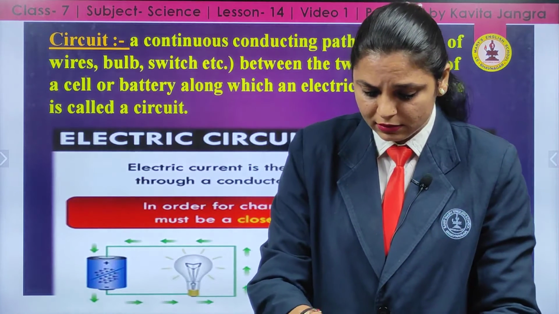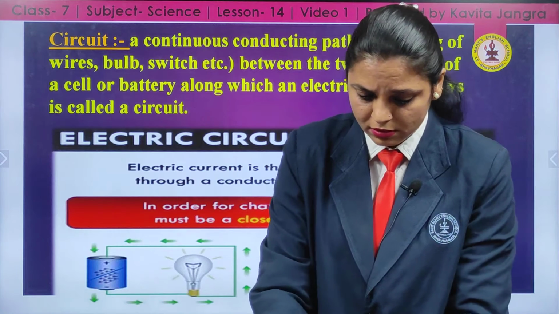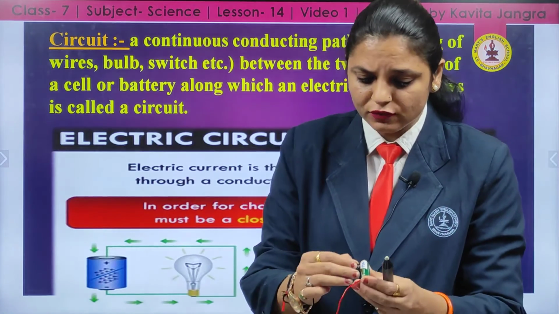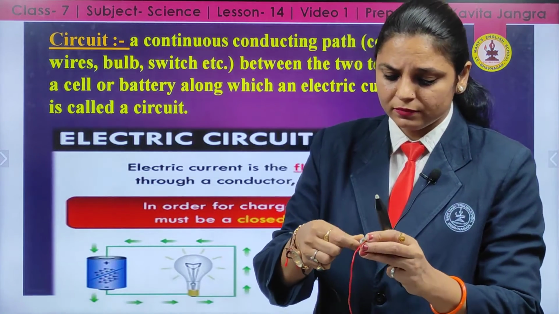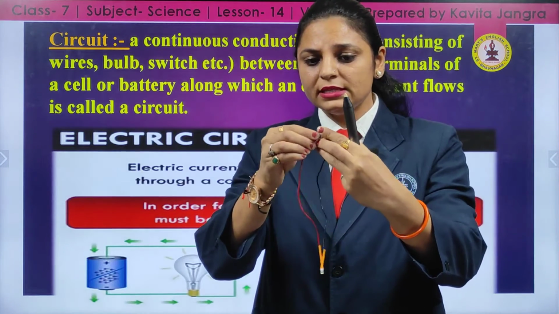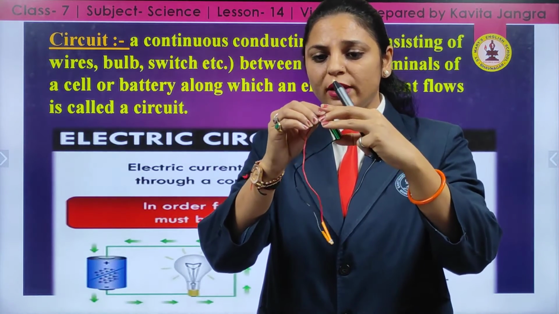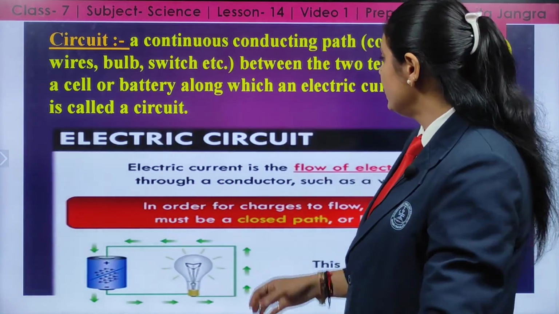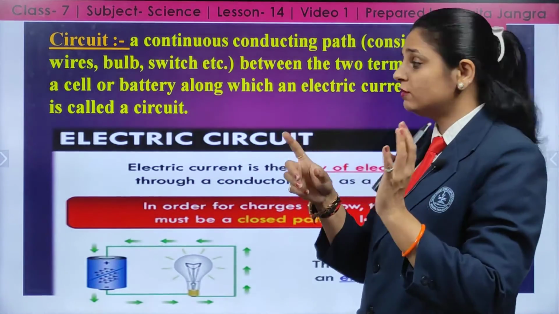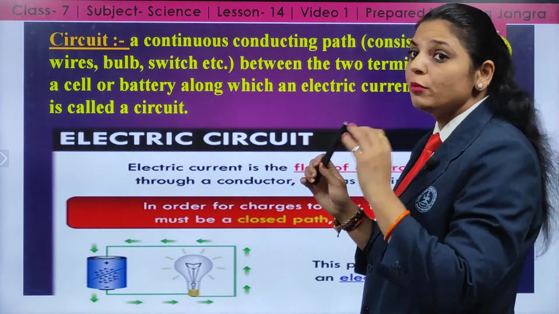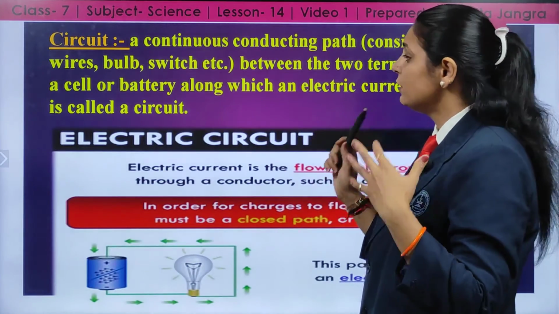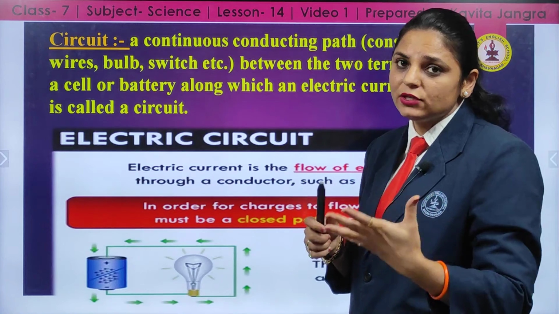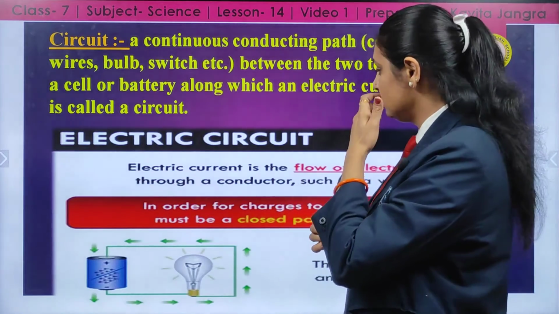If we connect the cell to the LED, then what will happen? It will start glowing. We can take the cell and join the two ends. Then it will start to glow. So when we connect the two terminals of the cell, the battery, the electric current will flow through that circuit, and it will ultimately work.